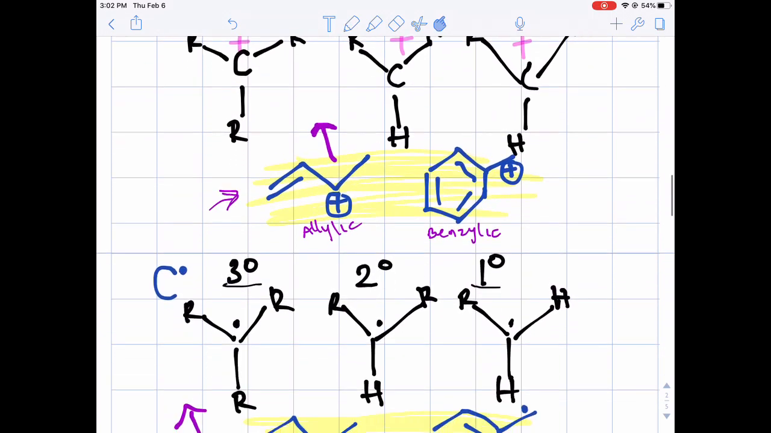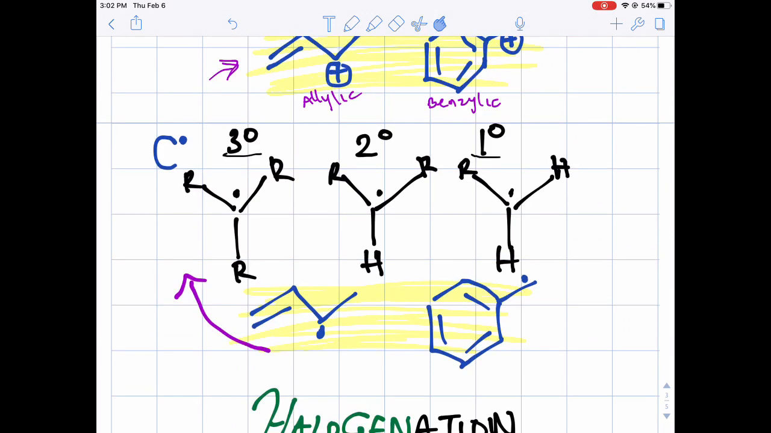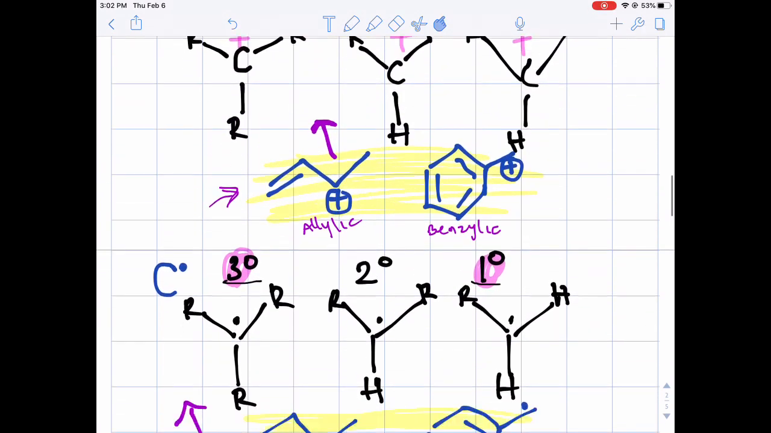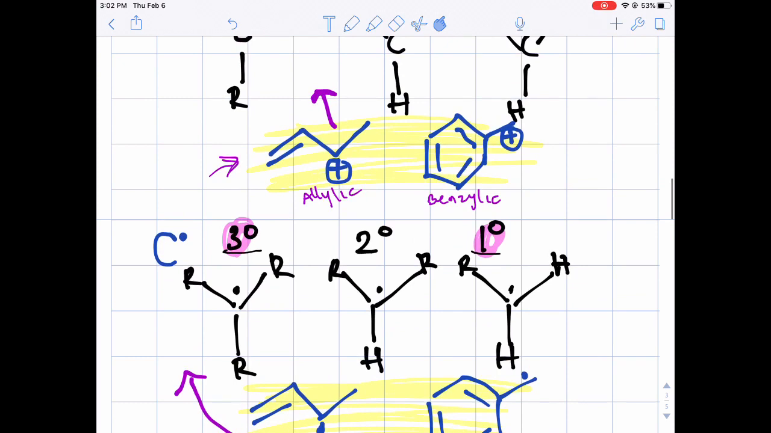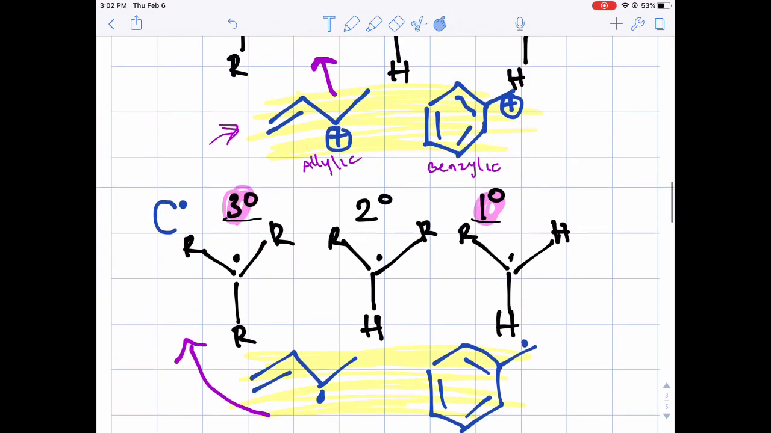Okay, so it's a similar case for your radicals. However, we still have that the tertiary is the most stable, while our primary is the least stable. But when it comes to the allylic and benzylic trend, they are actually more stable than the tertiary for a radical. Okay, so that's the only minor difference. But in both cases, we see that the conjugation is still going to increase the overall stability of the carbocation or the radical.